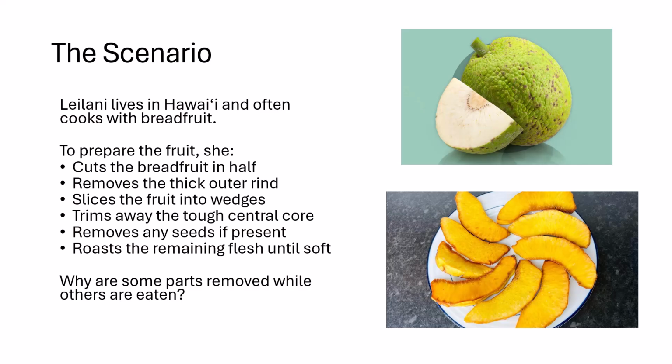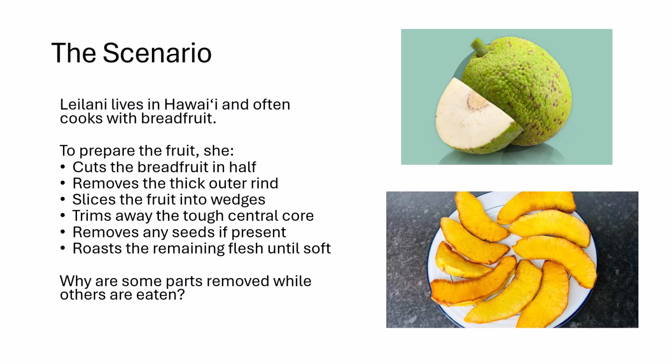Leilani lives in Hawaii, where breadfruit is a common ingredient in many traditional dishes. When preparing breadfruit, she first cuts the fruit in half and removes the thick outer rind. She then slices the fruit into wedges and trims away the fibrous central core. Some varieties of breadfruit may contain seeds, so she checks for those and removes them if necessary. Finally, she cuts the remaining flesh into chunks and roasts them until they become soft and slightly golden.